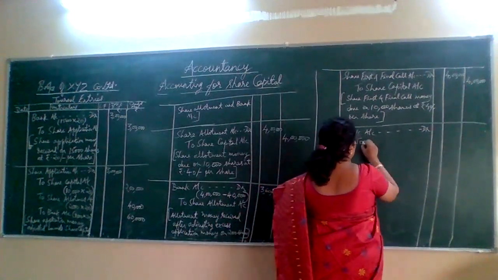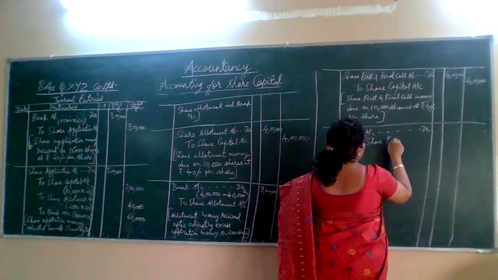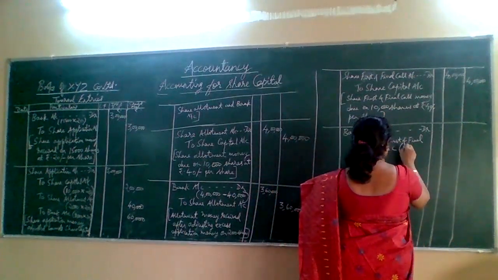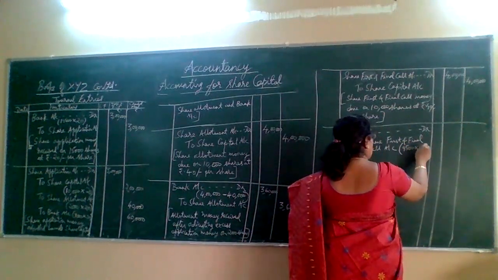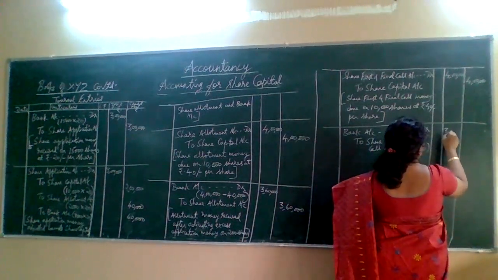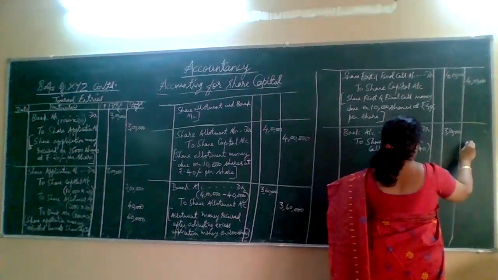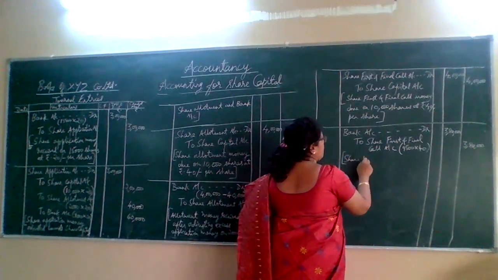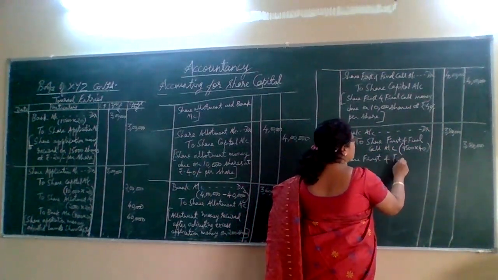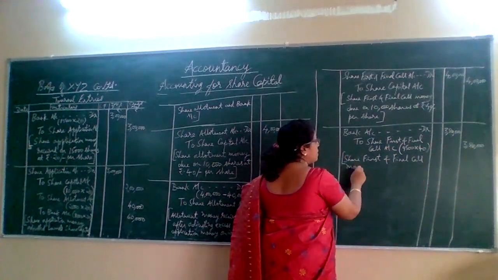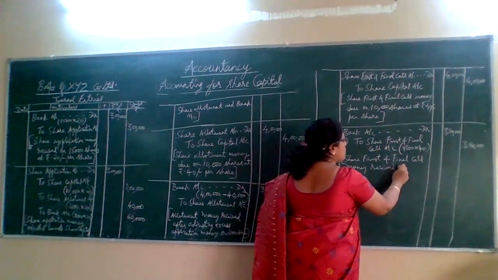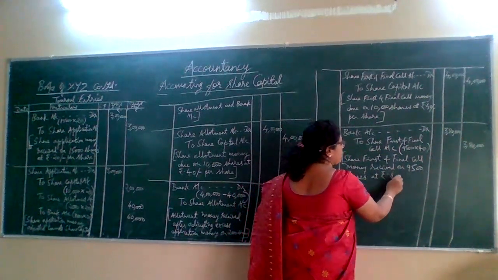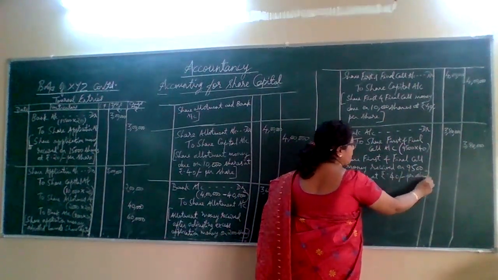The amount received will be bank account debtor to share first and final call account. We calculate on 9,500 shares into 40, which gives you 3,80,000. Narration: share first and final call money received on 9,500 shares at rupees 40 per share.